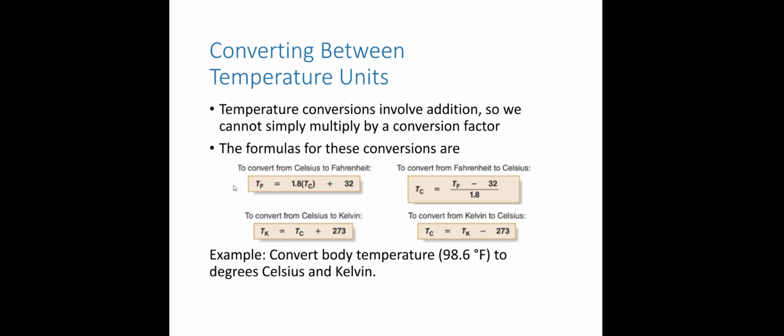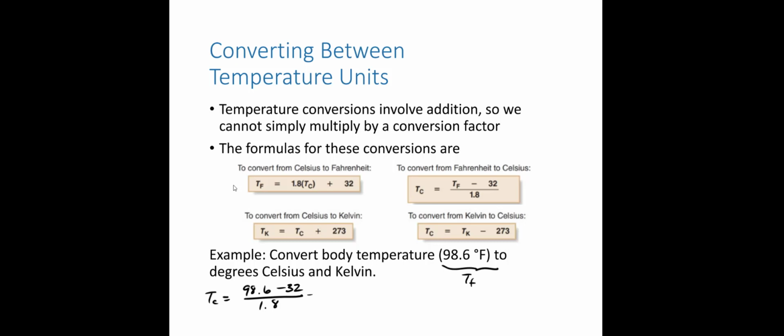Okay, so let's go ahead and carry out these conversions here. We have body temperature as 98.6 degrees Fahrenheit. So that's just TF. And we want to convert that to Celsius and Kelvin. So first of all, let's go ahead and convert this to Celsius. I can use this formula right here to do that. So temperature in Celsius is going to equal temperature in Fahrenheit, which is 98.6, minus 32, over 1.8.